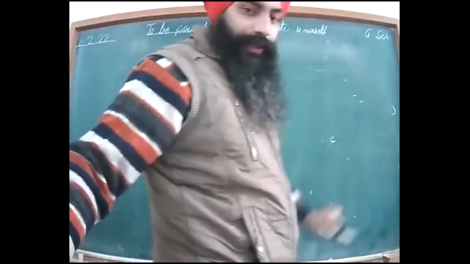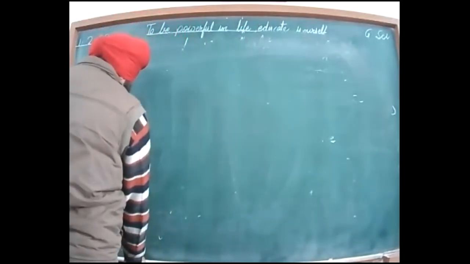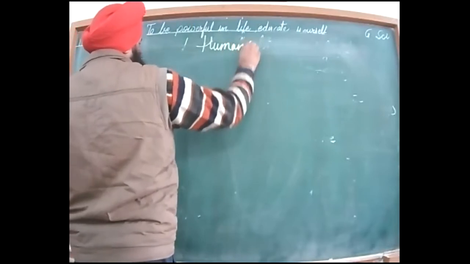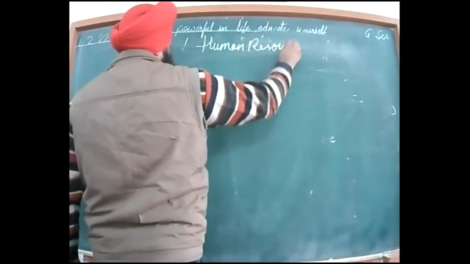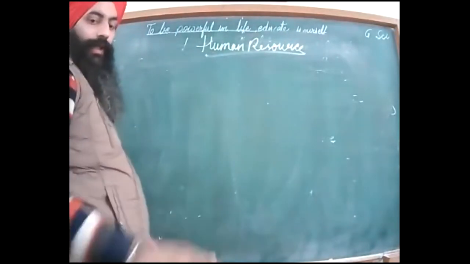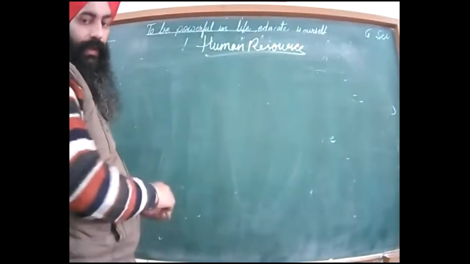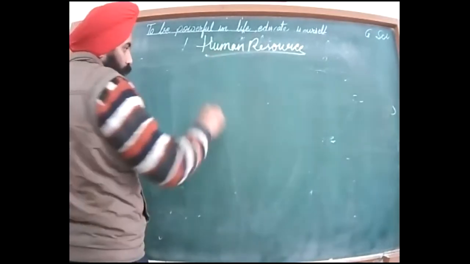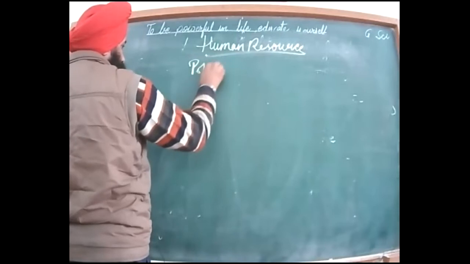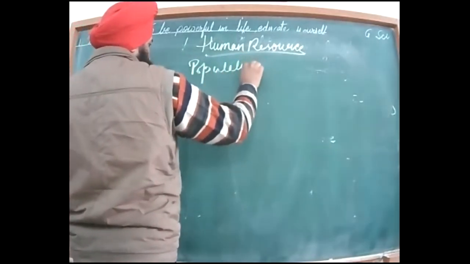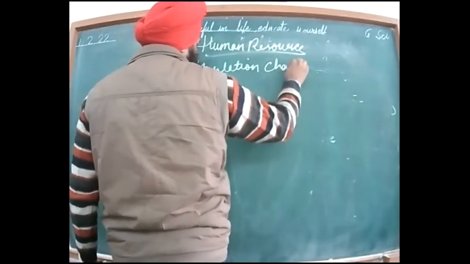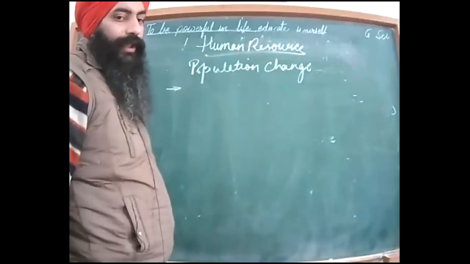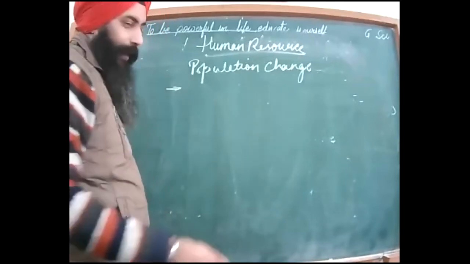Let's continue our chapter, human resource. Yesterday we discussed the processes responsible for population change. So there are three factors, indicators, which are responsible for a change in population of an area.